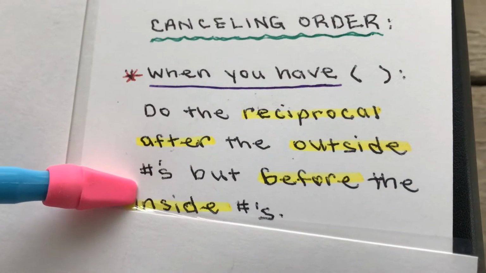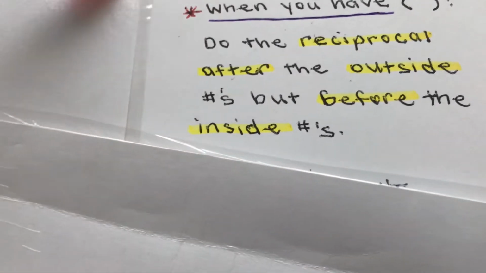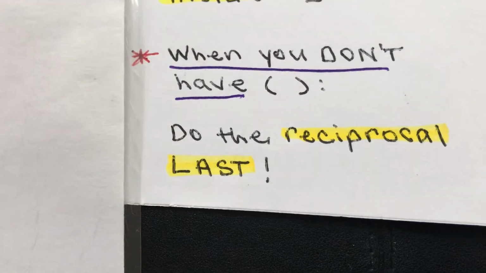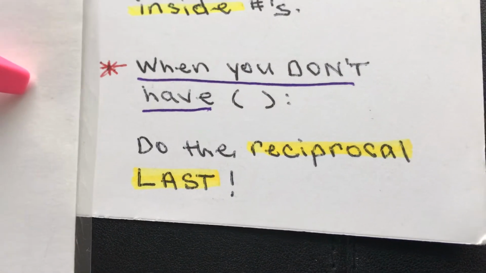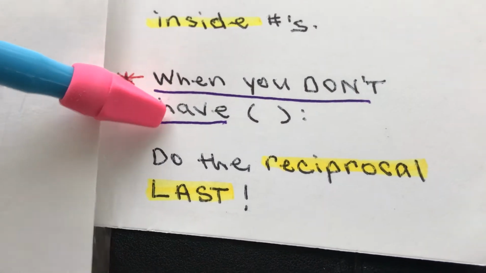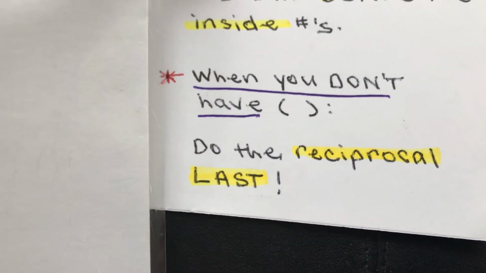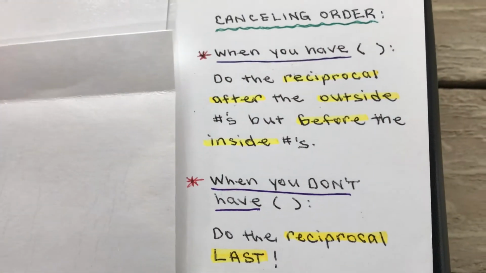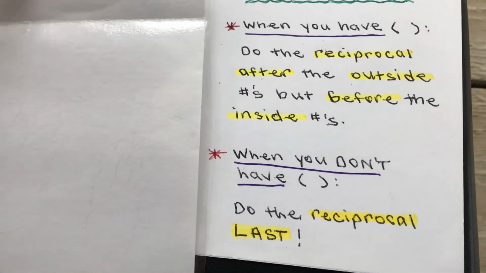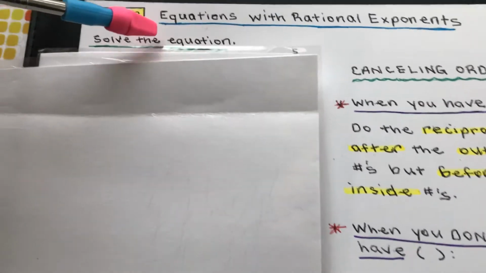But what if you don't have parentheses? If you don't have parentheses, you are going to do the reciprocal last. And that's pretty easy. I think this second type is easier than the first type. Okay, let's go ahead and do a couple quick examples. In your notes, let's write down solving the equation.